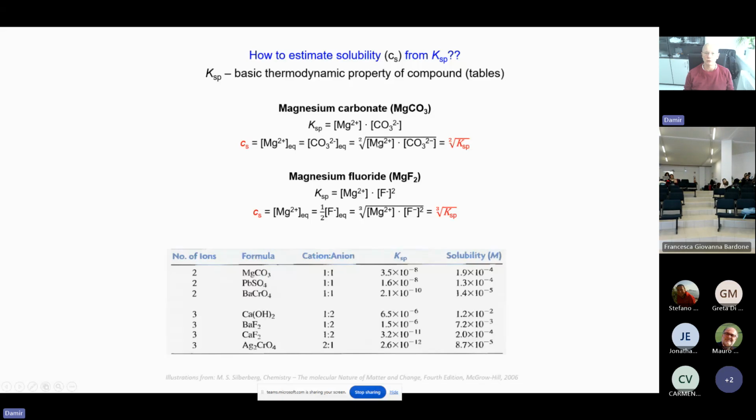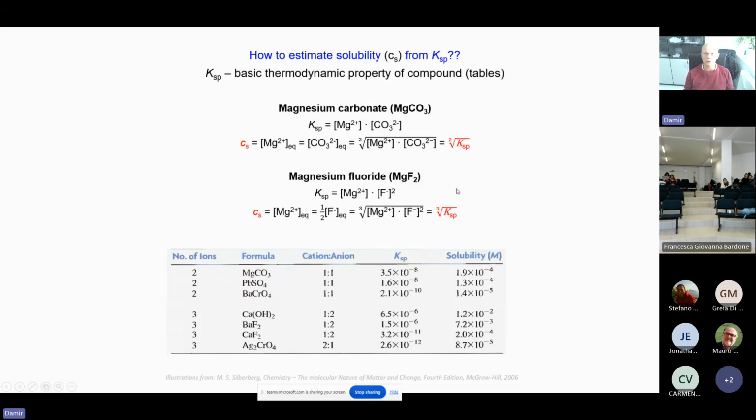So solubility is actually equal to the square root of the solubility product. For magnesium fluoride, for example, the expression says that the solubility of magnesium fluoride is identical to the concentration of magnesium ion, but also to one half of the fluoride ion that dissociates from magnesium fluoride. So the solubility can be estimated as the cube root of the solubility product.